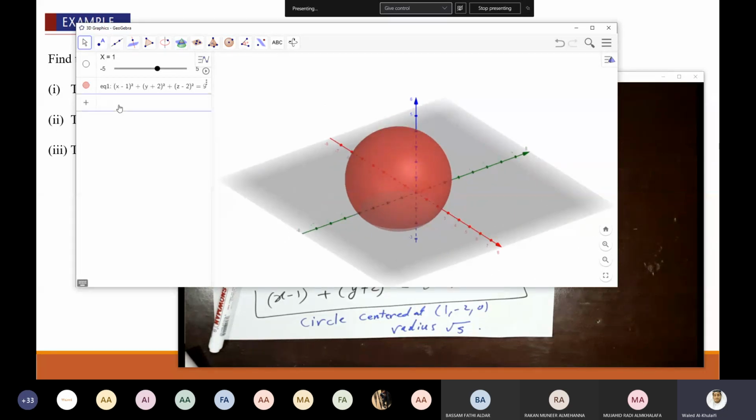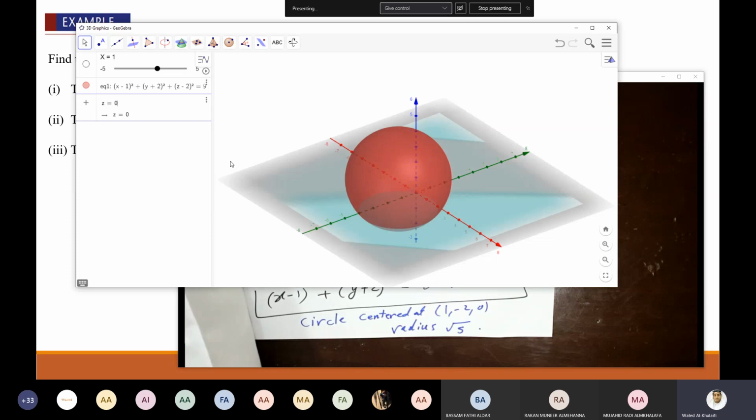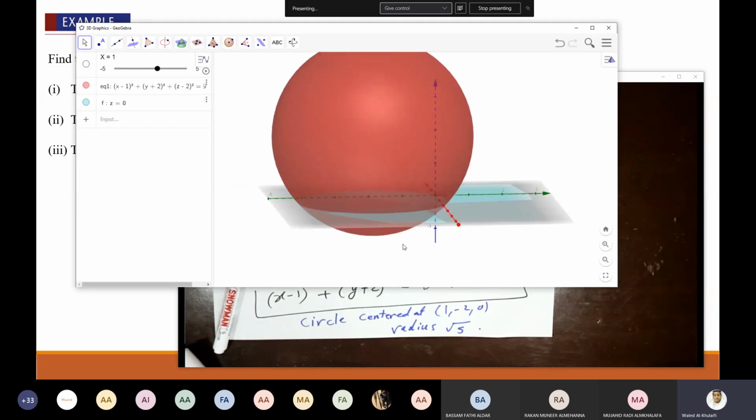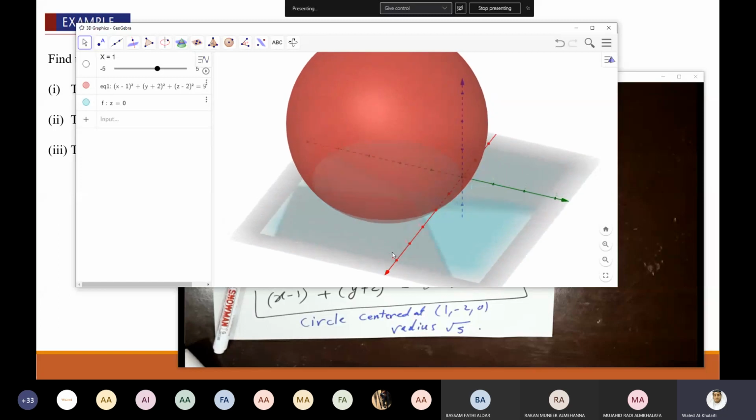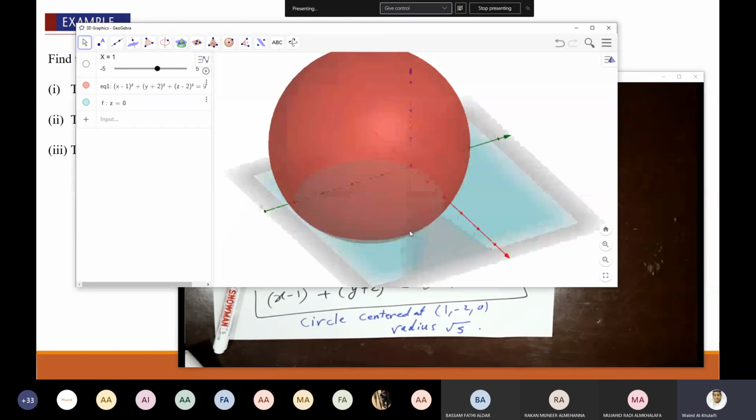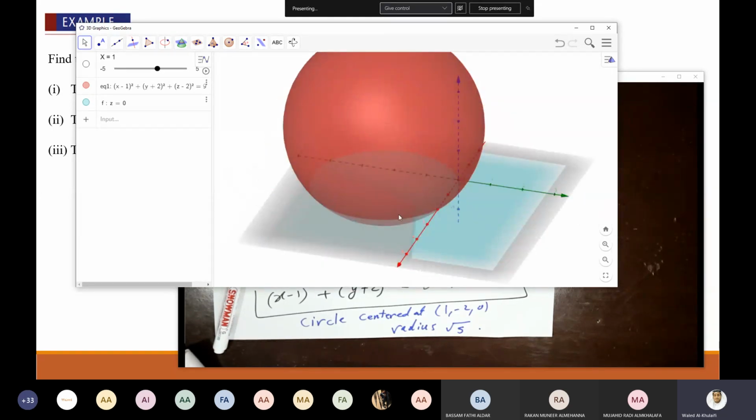Now, when I put z equals 0, which is the xy plane, what will happen here? If you look at it, what are the intersection points? It will be a circle, right? It will be the circle inside here, which is really the boundary, this way.